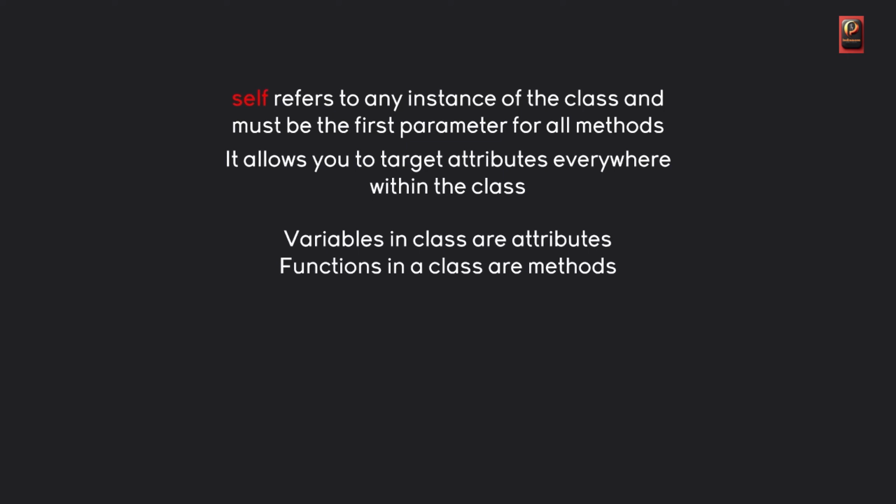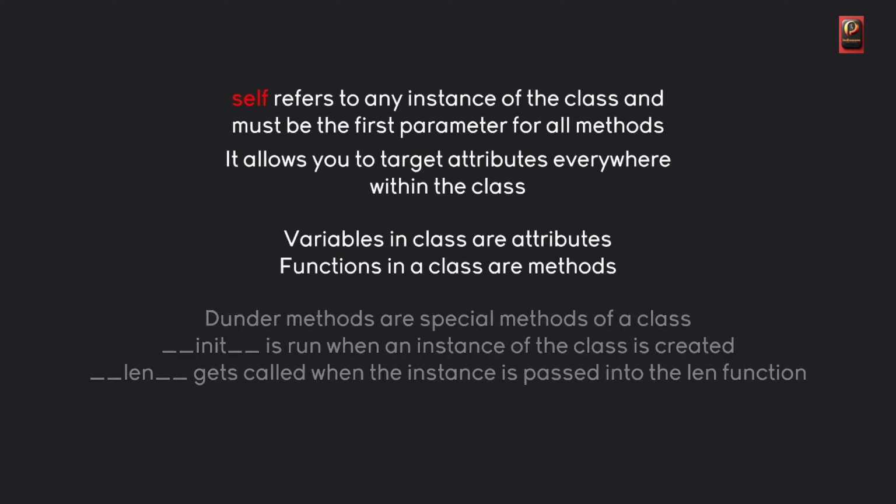Variables in a class are called attributes, and functions in a class are called methods. That is literally the only difference between them, and if you are calling them variables or functions, it's a bit weird, but it's still totally fine as long as you know what you are talking about functionality-wise. Nothing is going to change.